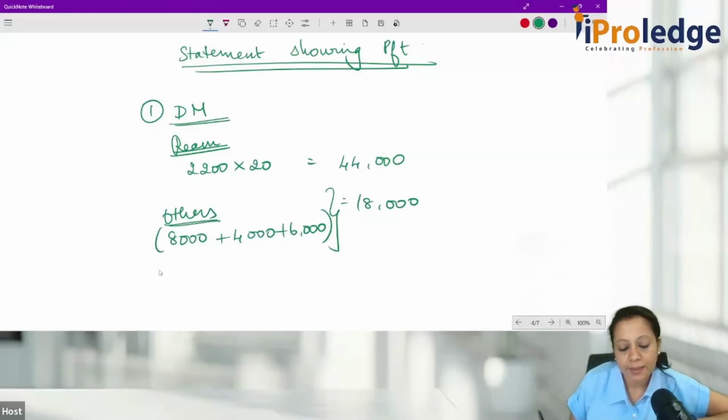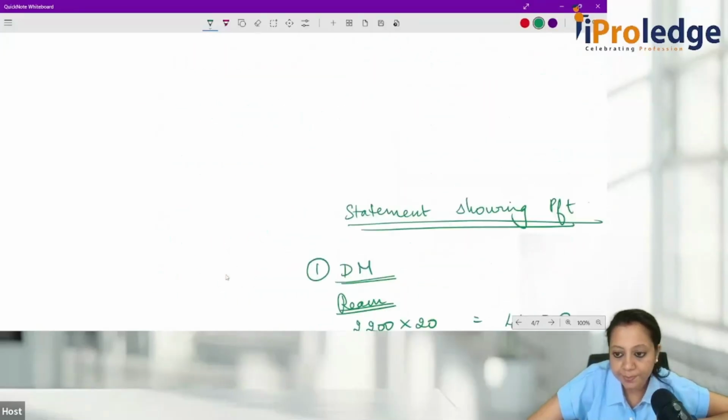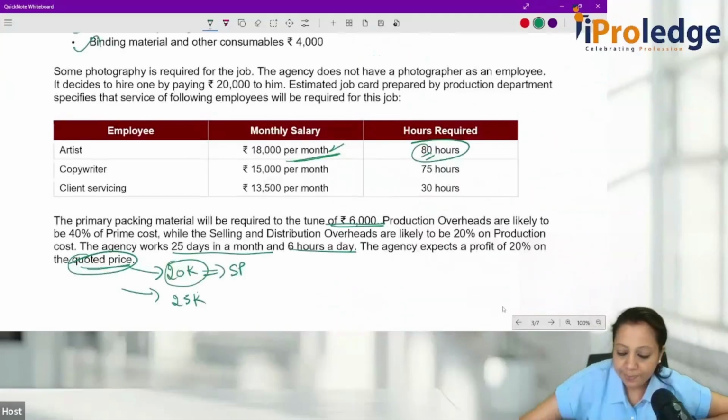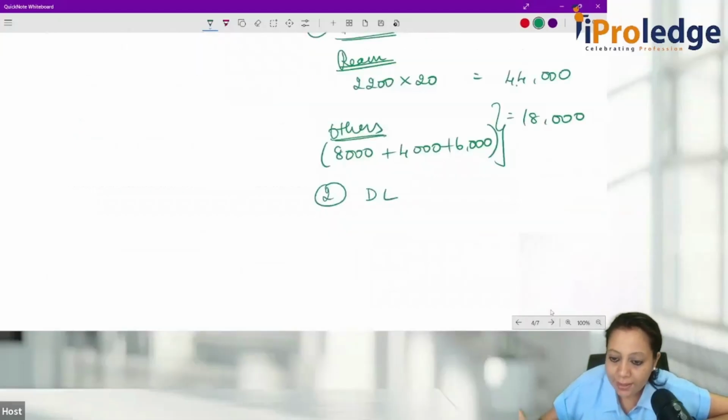So then the next one is direct labor. Direct labor, I will just show you. Oh, it's on the previous page. Yes. Direct labor, they have given to be 18,000, 15,000, and 13,500. And they have given how many hours are required for that particular job also. So let us proceed.